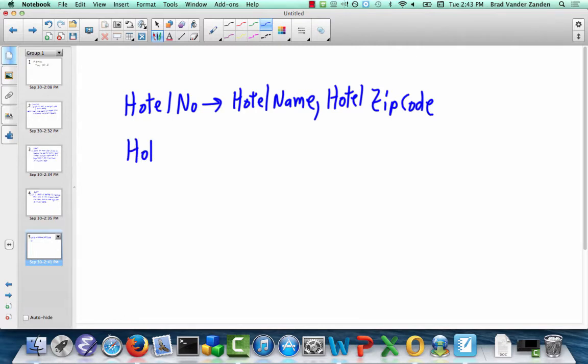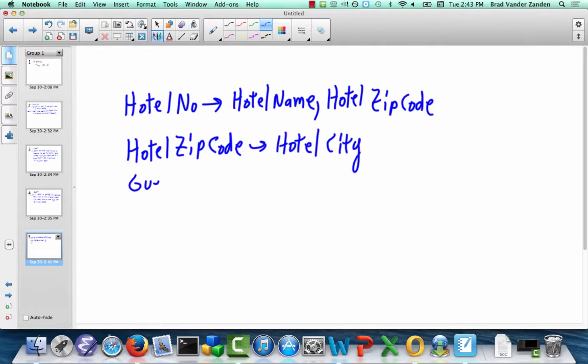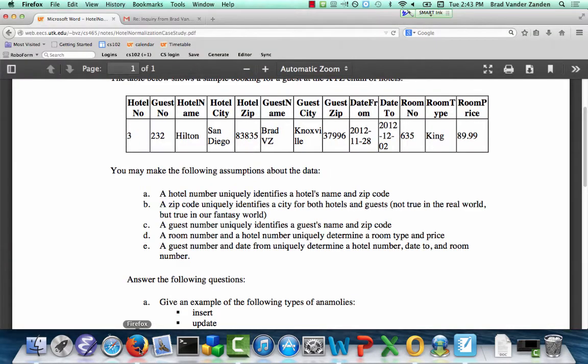So we have hotel zip code determines hotel city, and we have guest zip code determines guest city. So that's what number two gives us. Okay. So it might help you if you actually keep it up in front of you, because I'm just doing this off of my website.